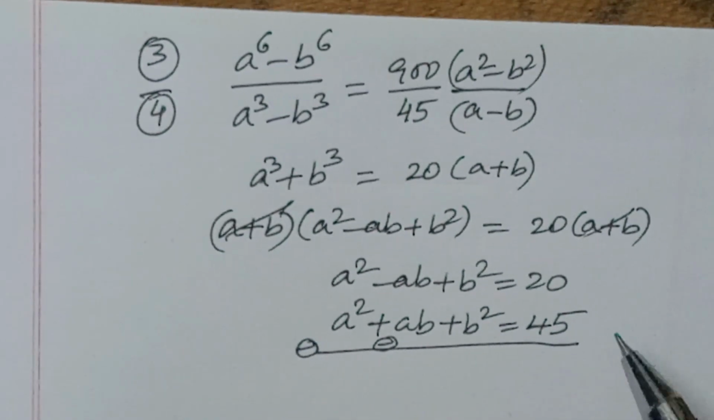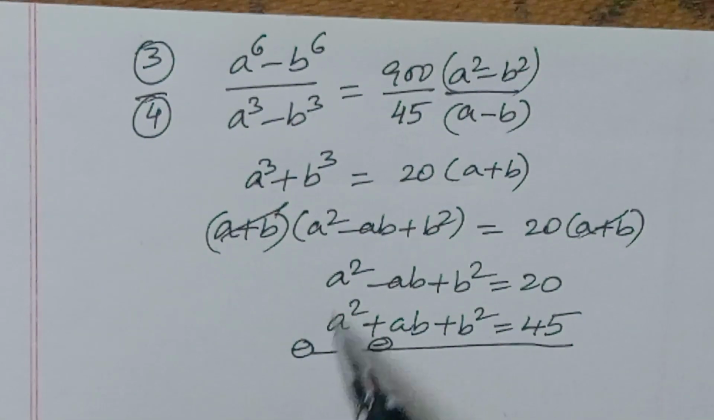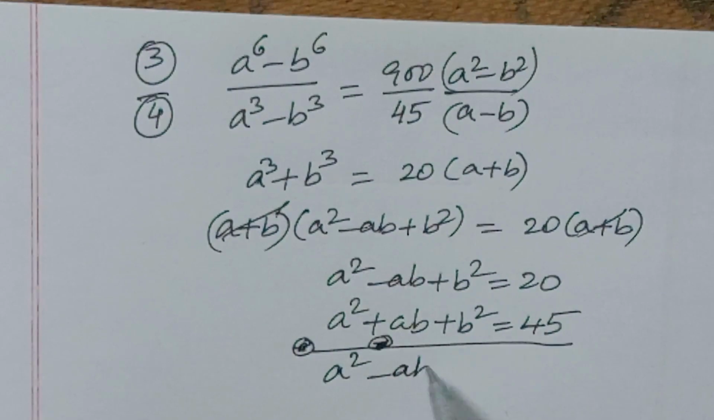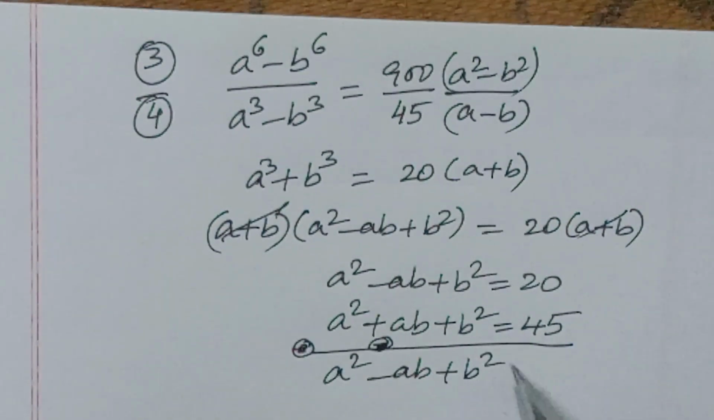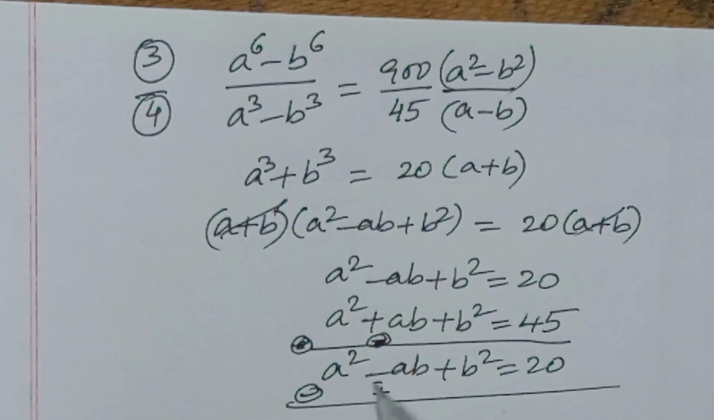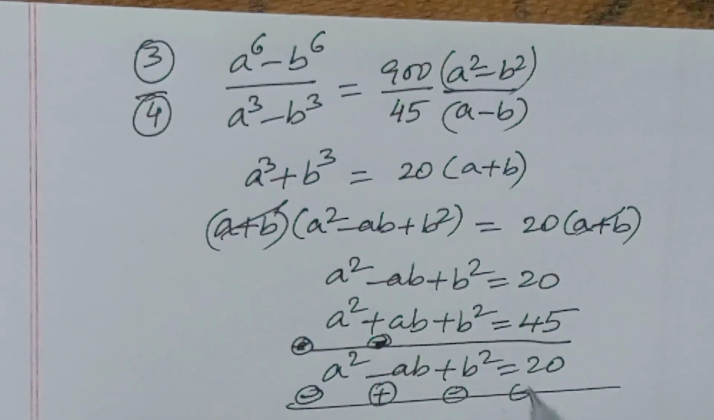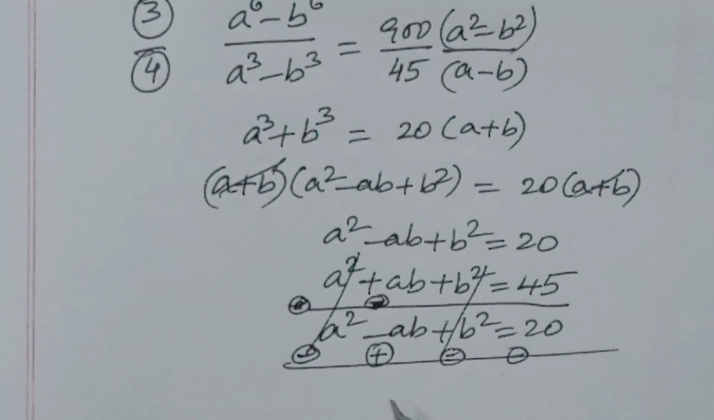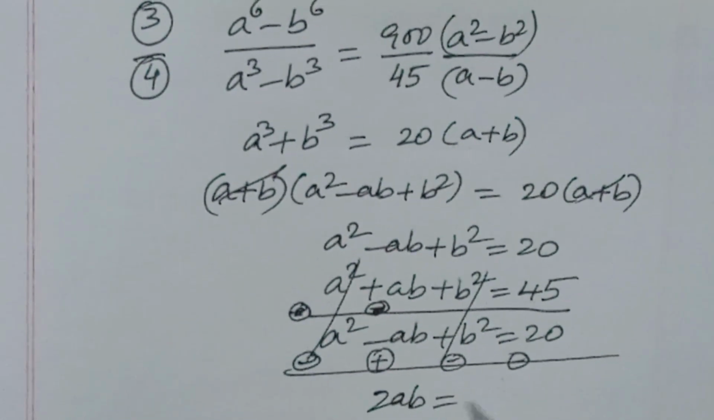So if you subtract these two, bigger one minus smaller one, here minus, here plus, here minus. So here a square and b square get cancelled. 2ab is equal to 25.